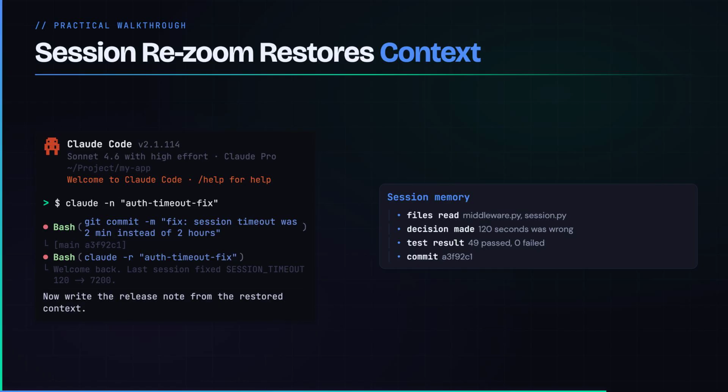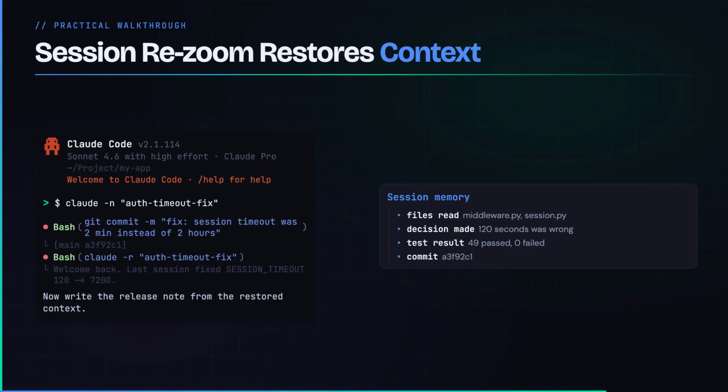Think of a named session like a labeled folder on your desk. The source example starts with claude -n auth-timeout-fix. After the fix, the commit message says the session timeout was 2 minutes instead of 2 hours. The next day, claude -r auth-timeout-fix restores the context.